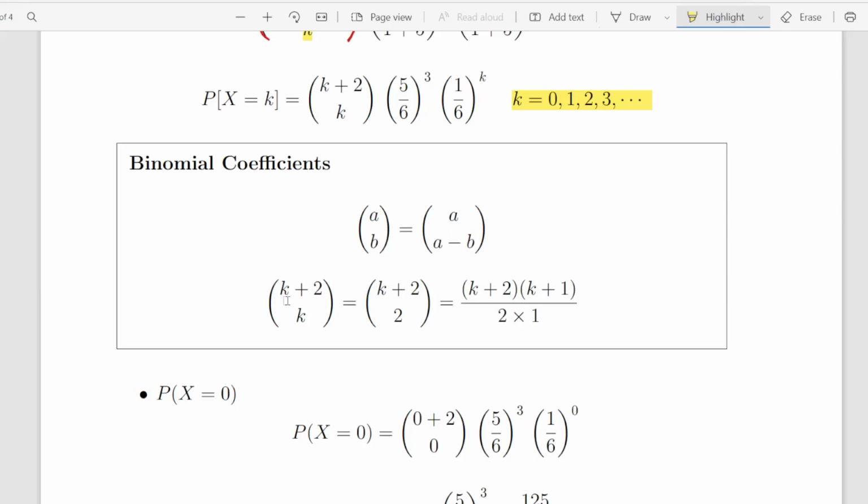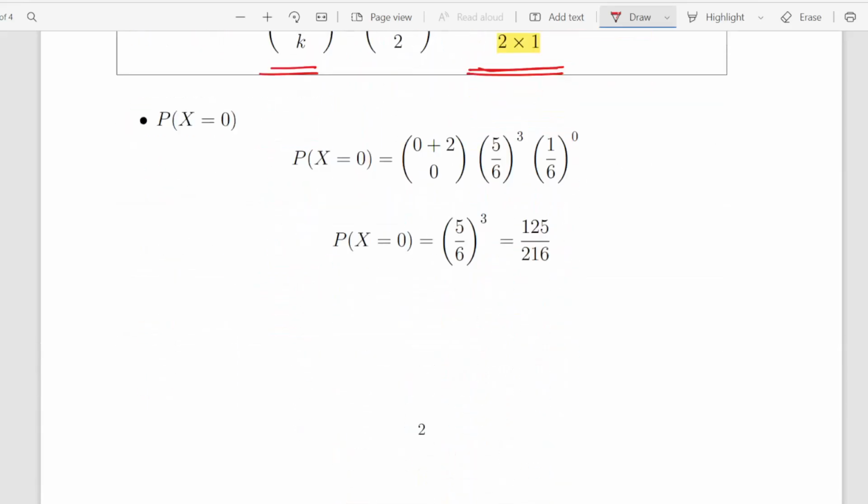So essentially we can state the binomial coefficient of k plus 2 and k as k plus 2 and 2. And we can rewrite it as follows. That's k plus 2 times k plus 1 divided by 2 times 1. Now, if you're not sure where this came from, that's something to just get the hang of. We're not going to do that here, but that's the key thing there. If you don't understand how we got from here to here, just revise binomial coefficients. Now, what we have to do is calculate the probability of x equals 0.